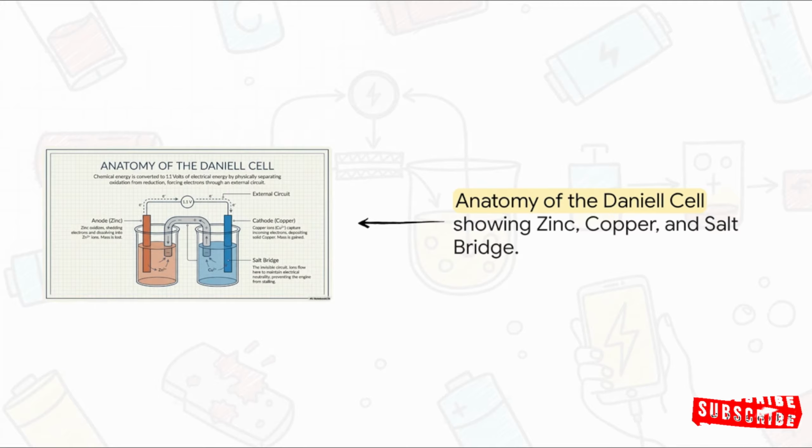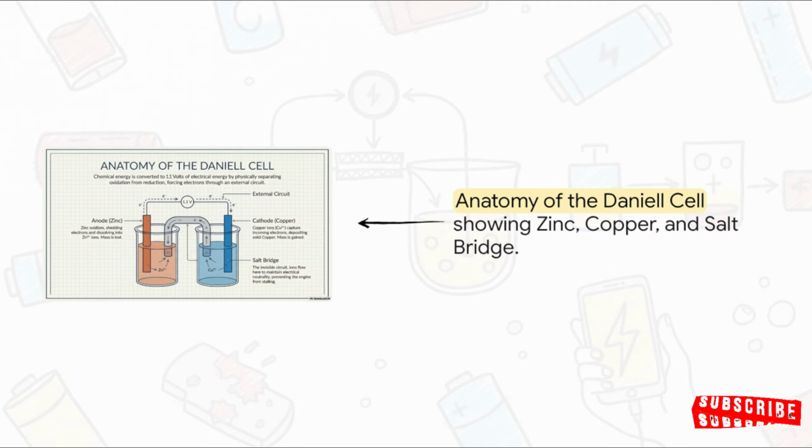Let's look at a really classic historical example, the Daniell cell. Early electricity pioneers realized that if you physically separate the oxidation of zinc from the reduction of copper, you can literally force those migrating electrons to travel through an external wire.